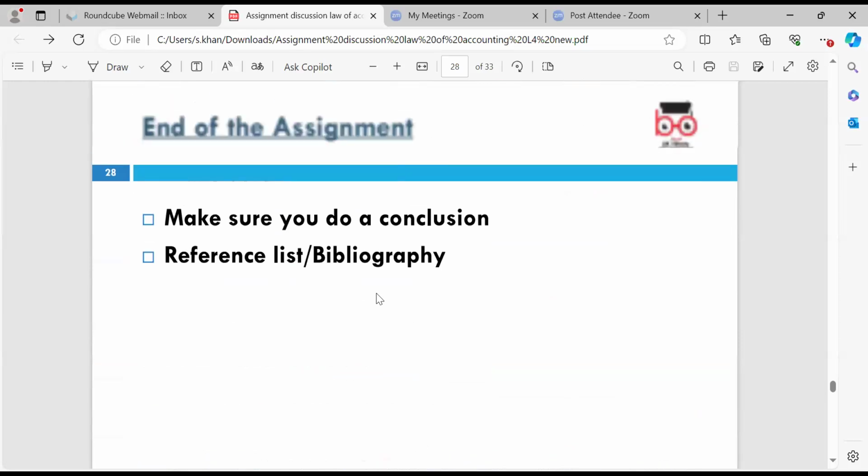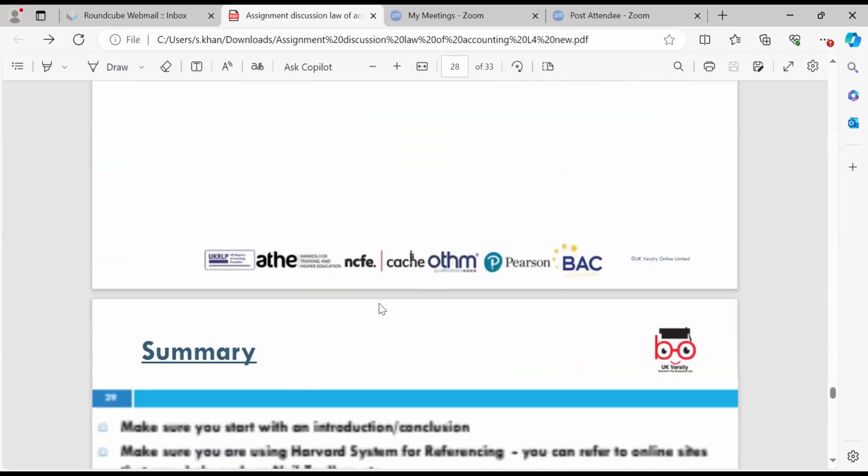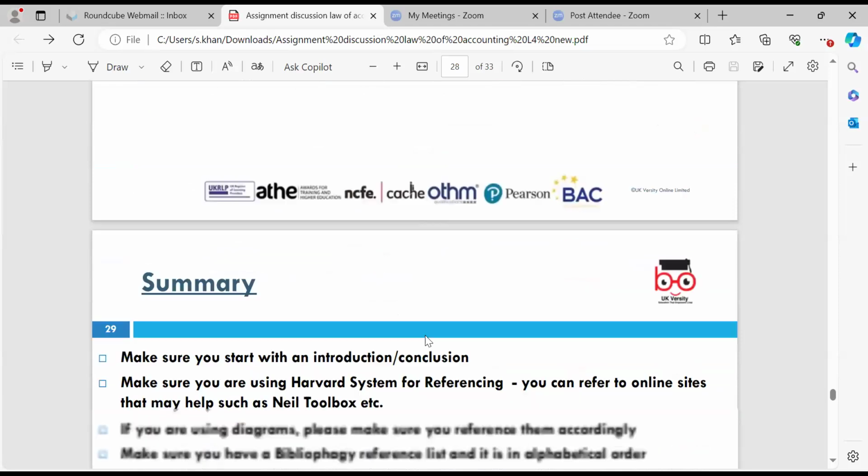Again, make sure at the end of your work you have a conclusion. Your conclusion can be 3-4 lines. It doesn't have to be a huge conclusion. And then a reference list and bibliography.